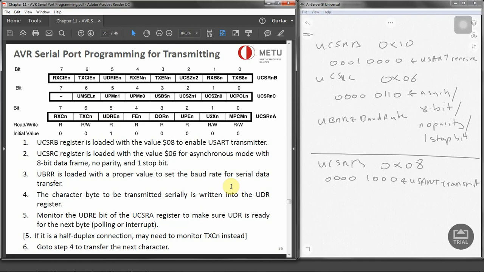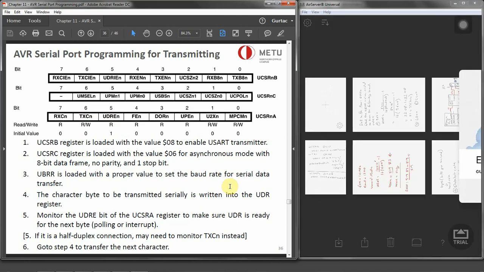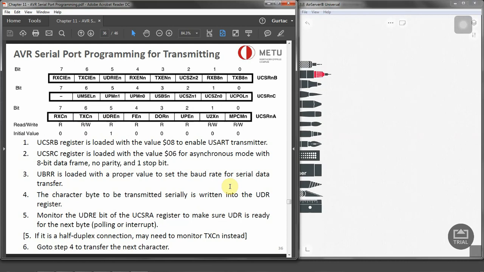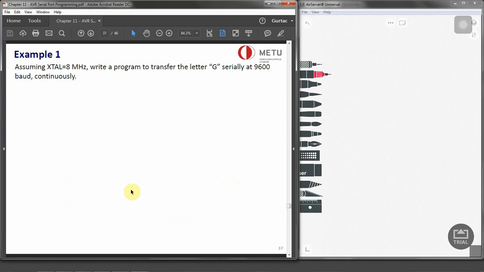Now we know the registers and how we need to set them up. The next thing to do is to write a program for specific purposes and find out how this is going to be done. Right, let's open a new page and start with the first program that we need to write. It's asking for a crystal frequency of 8 megahertz. Write a program to transfer the letter G serially at 9600 baud continuously.